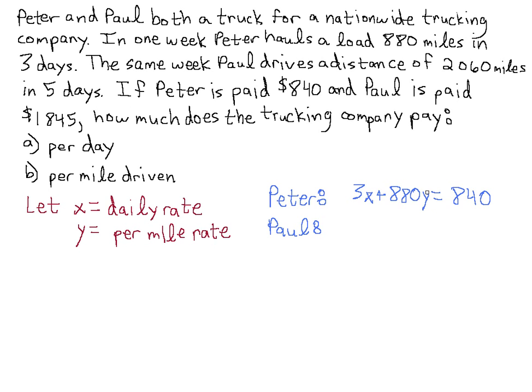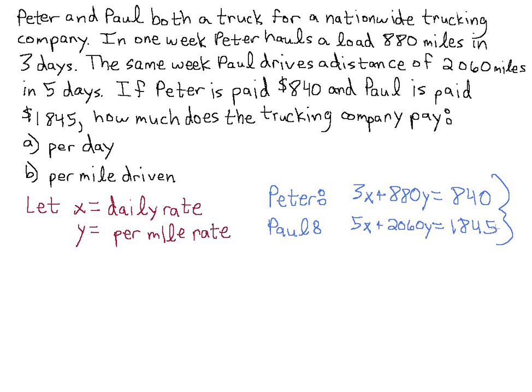All right, we're just picking out some important pieces of information out of our word problem and constructing some equations from them. So let's go ahead and get Paul's equation. Paul makes $1,845, so his equation is going to equal $1,845, and it's going to consist of something similar. He drives 5 days, and he gets paid x dollars per day, so he's going to have 5 times x, plus he drives 2,060 miles, and he's paid y dollars per mile. So we're going to have 2,060 times y.